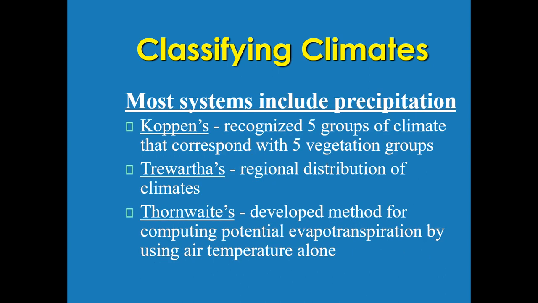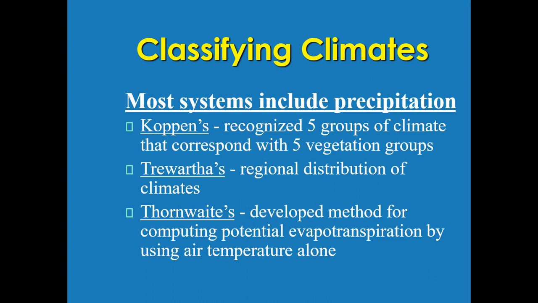Additionally, there are other systems in place, which include precipitation. One of the more well-known ones is the Köppen climate classification, which recognized 5 groups of climate that corresponded with 5 vegetation groups. We have to take a look at the types of vegetation we have in specific zones, because that really makes a difference in what type of climate we might see based on the annual precipitation received at those locations.